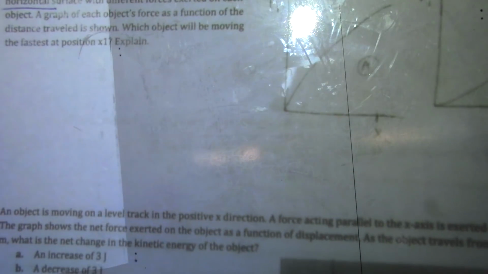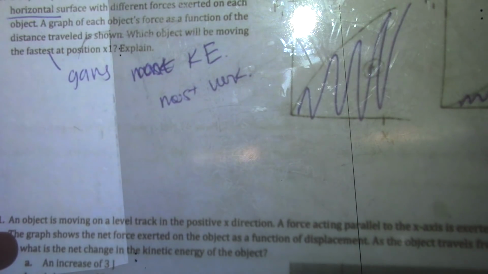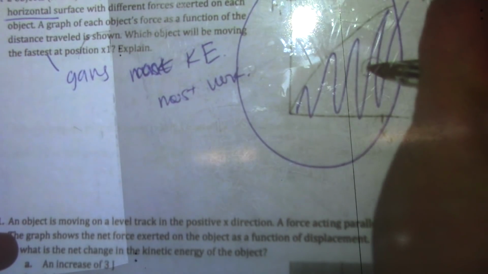Two objects, A and B, both start from rest on a horizontal surface, which means you're changing kinetic energy with the applied force, because it's not increasing potential up or down. Which object will be moving fastest at x1? The one that's moving fastest is the one that gains the most kinetic energy, which is the one that has the most work done. Work is just the area, so you don't have to calculate it. A has a greater area underneath, so more energy is going into it, so it'll be faster at the end. So this one.